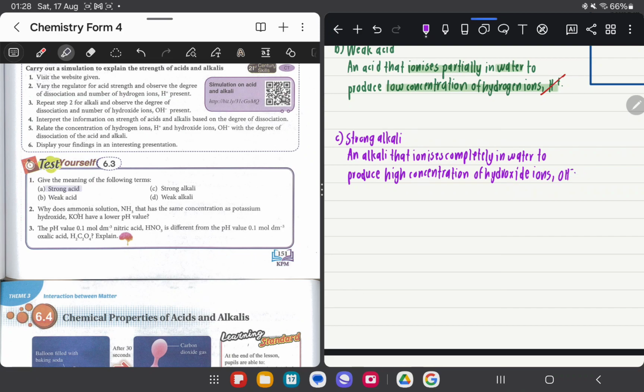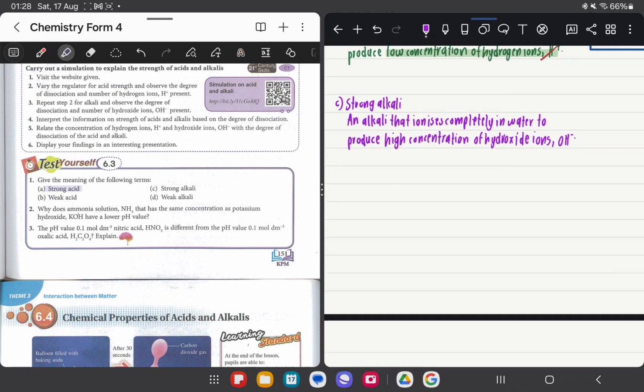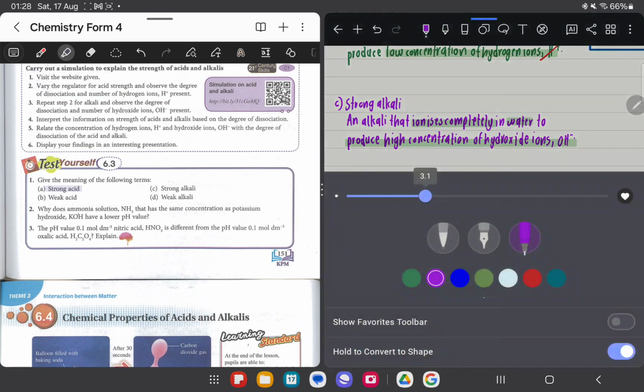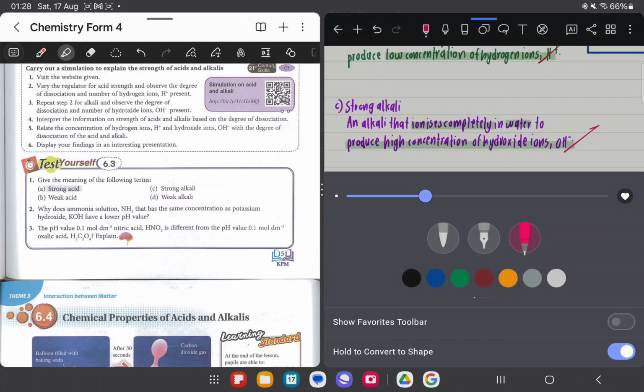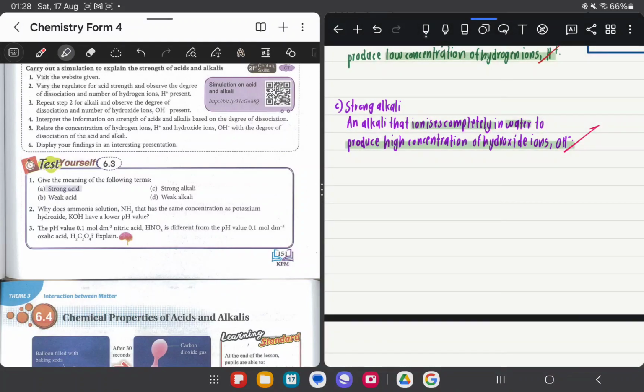It's up to you whether you want to write hydroxide ions and put a full stop, or write high concentration of OH minus. But I suggest you spell it out so it's easier for you to recognize if any question gives a statement with hydroxide ion. So what are the keywords? Ionizes completely, water, produce high concentration of hydroxide ions. If all these keywords are there, then we'll give you the mark. When you're answering this question while watching my video, I want you to highlight as well, so put your highlighter beside you.